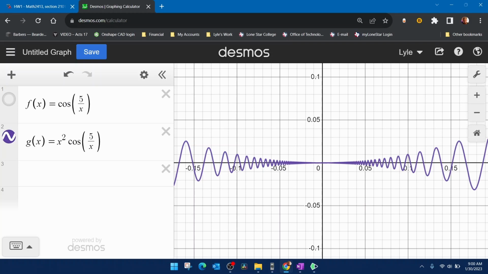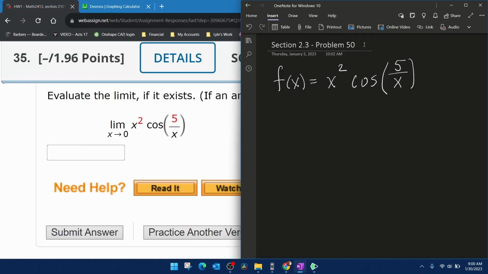And now let's take a look at the property of limits that will help us figure this out. So in my scratch work, I've got my function copied down here, f of x equals x squared, and I'm going to make sure you understand that that is multiplied by cosine of 5 over x. One of the properties of limits says if you're looking at the limit of a function that is the product of two separate functions, what you can do is you can separate that and say the limit as x approaches 0 of x squared times the limit as x approaches 0 of your other function, cosine of 5 over x.